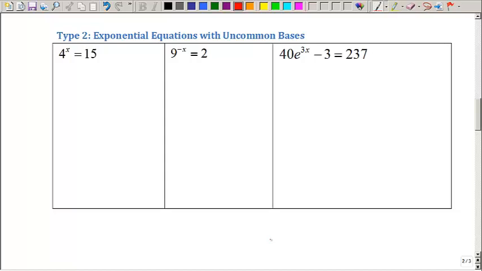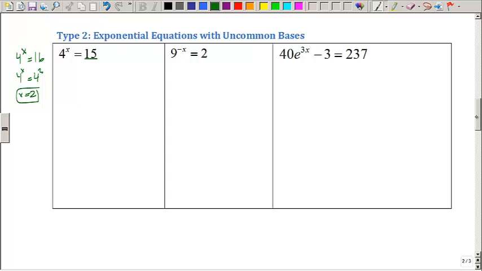The next type of exponential equation that we're going to be learning about is the equations with uncommon bases, and we cannot even rewrite them with common bases or the same base. For example, 4 to the x equals 15. Now, if this problem was 4 to the x equals 16, well then I can rewrite 4 to the x equals 4 to the 2 and then set my exponents equal to each other, and this is a very fast problem. Although I don't have a 16, and 15 here cannot be rewritten as 4 to the anything.